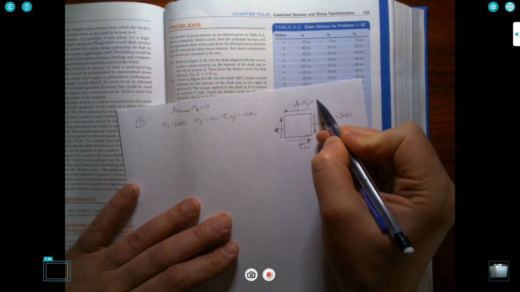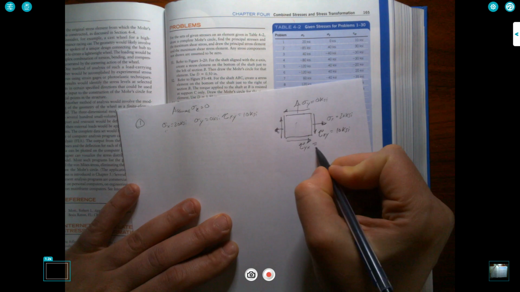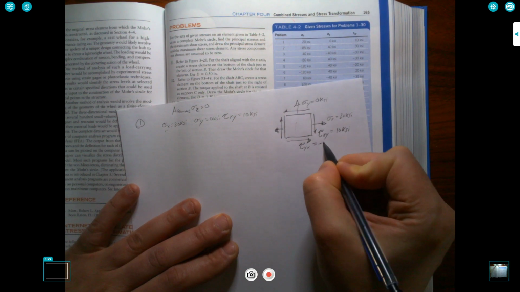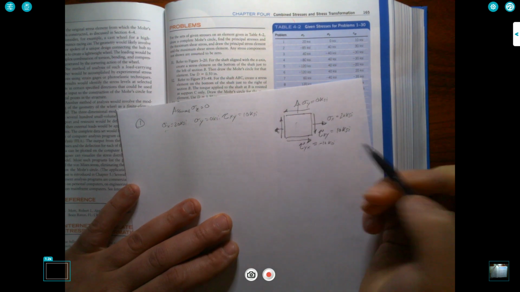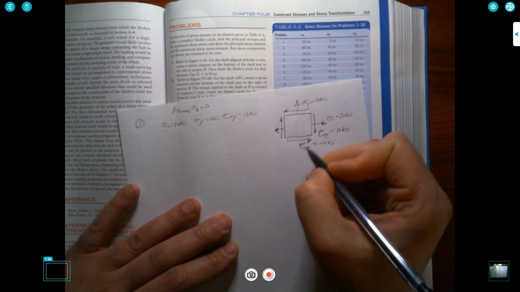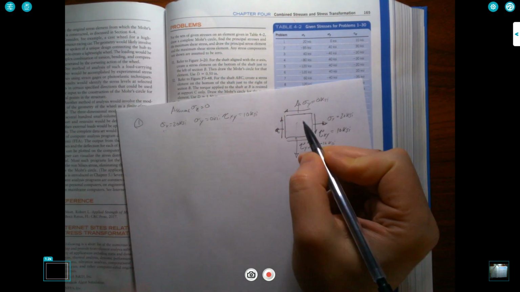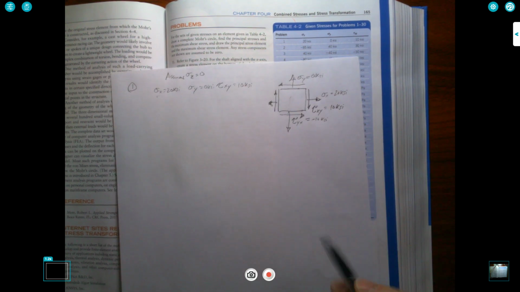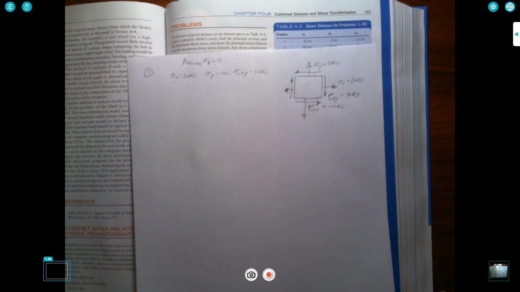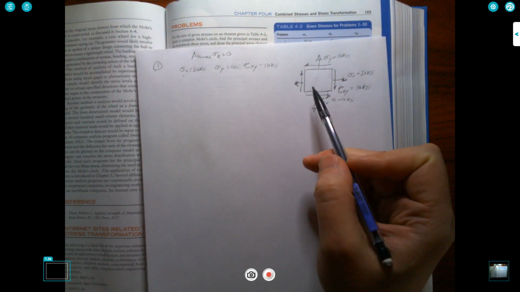Sigma y we said was 0. But tau yx is our negative 10 KSI. That's our counteracting force to this shear here. And again, these are equal and opposite, right? So we have the shears acting equally in the opposite direction. So that's our stress element. That's our main stress element that we're looking at.